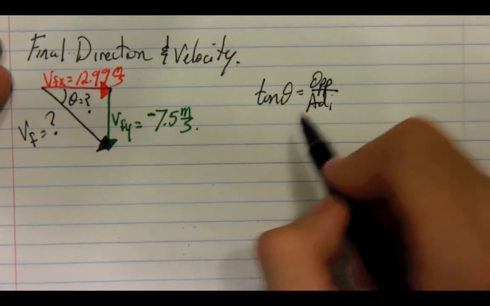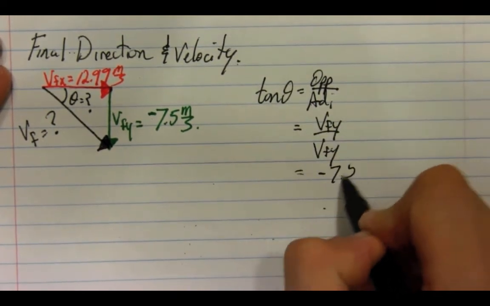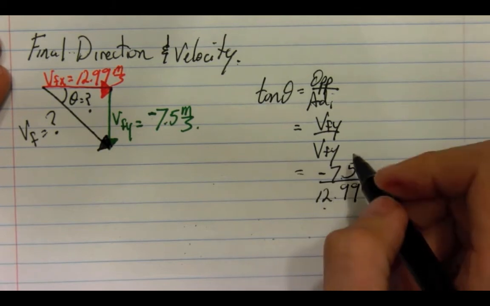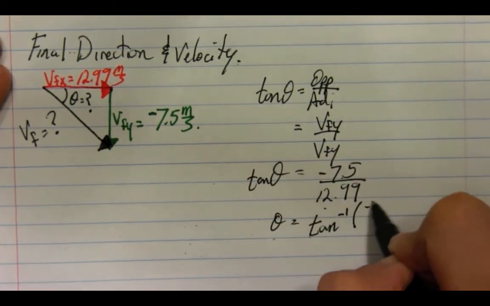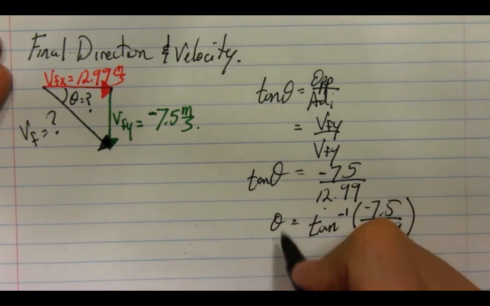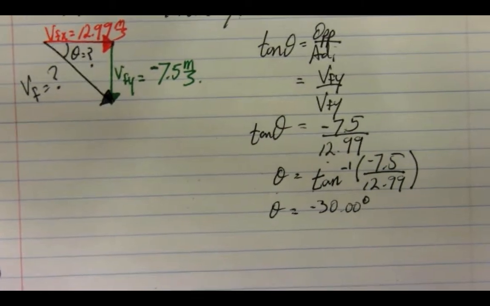To find the direction, you have the opposite side and the adjacent side. Plug in the values that you just recently found and find the arctangent or the inverse tangent of those two values to get the answer of negative 30 degrees.